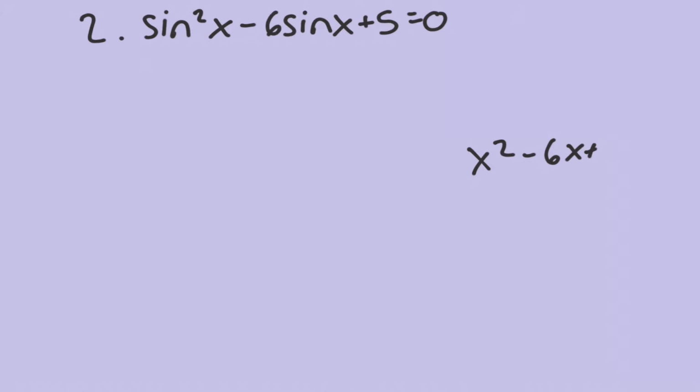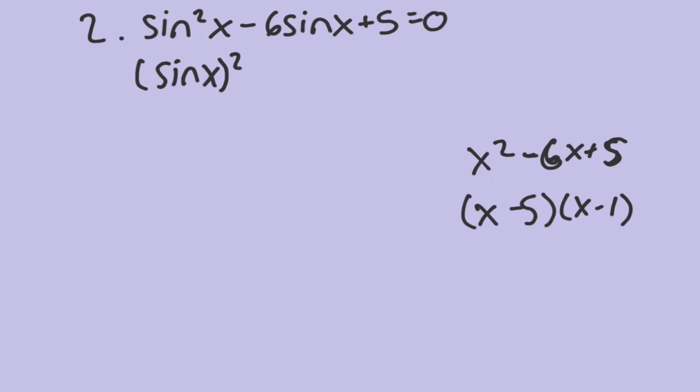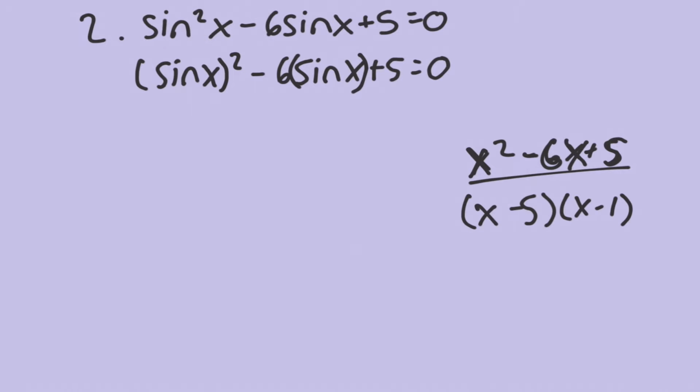The next example looks similar to this, where we can factor it. x minus 5, x minus 1. Remember, two numbers that multiply to 5 and add to negative 6. Here it's similar. We have sine of x squared minus 6 sine x plus 5. If you want to write your sine of x's in parentheses, it might help you to see how similar it is to this. Instead of x squared minus 6x plus 5, we have sine x squared minus 6 sine x plus 5. The sine x's have replaced the x's.